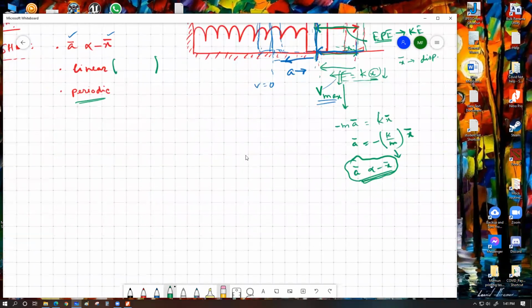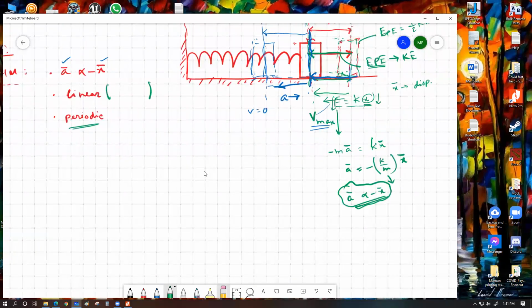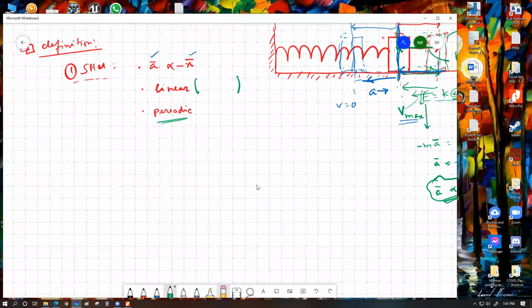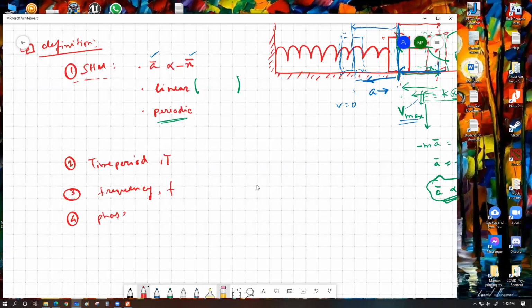Now, if we observe, that's how we define the simple harmonic motion. The other definitions that you need to remember, or you actually know this stuff, so I'm going to try to brush up your memories a little bit. We have to understand what we mean by time period, which is given by capital T. We have to understand what we mean by frequency, which is given by F. We also have to remember the term, to some extent we have to understand the term phase. What do we mean by the word phase?